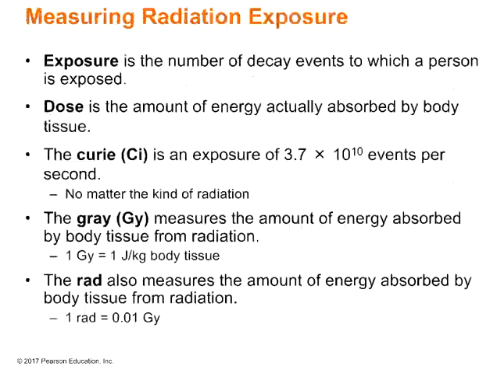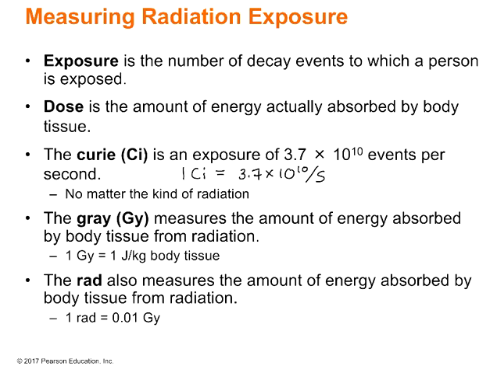Okay, so let's talk about something slightly less depressing. We'll talk about units for radiation exposure. I guess it's still kind of depressing, but exposure is the number of decay events to which a person is exposed. And then a dose is the amount of energy actually absorbed by your body tissue. So one unit is actually named after Marie Curie, and it's called the curie, and it's given the symbol Ci. So 1 curie is equal to 3.7 times 10 to the 10th events per second.